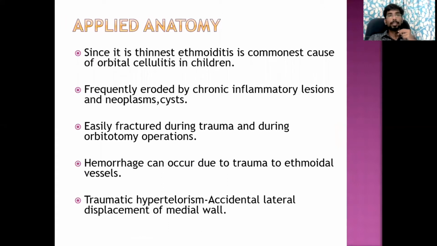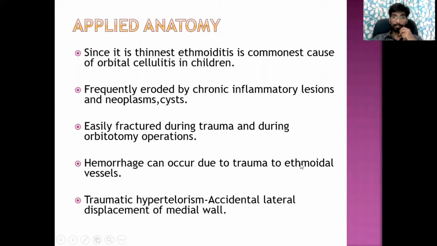Medial wall applied anatomy: it is thinnest, and ethmoiditis is the commonest cause of orbital cellulitis in children. It is frequently eroded by chronic inflammatory lesions, neoplasms and cysts. Any ethmoiditis can cause orbital cellulitis in children. Because of its thinnest nature, it is easily fractured during trauma and orbitotomy operation.